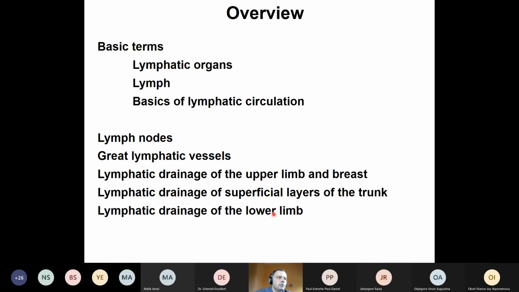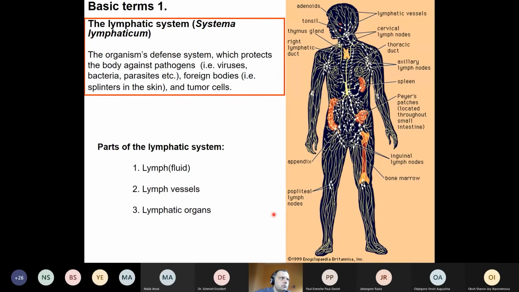As you will see, if you compare this material with the list of exam questions, you will find a topic which is related to this. So in the second semester, we will talk in more detail about the lymphatic system.